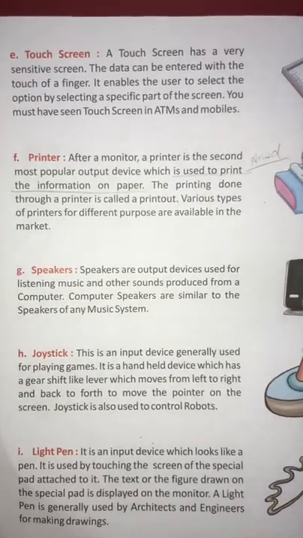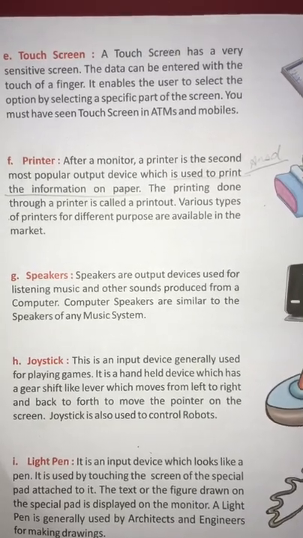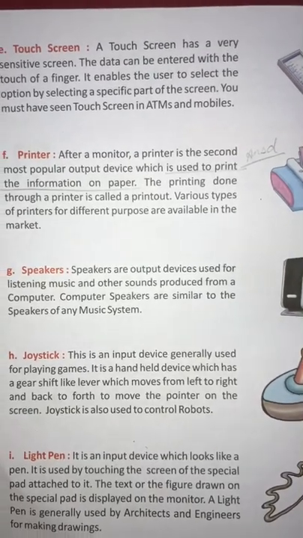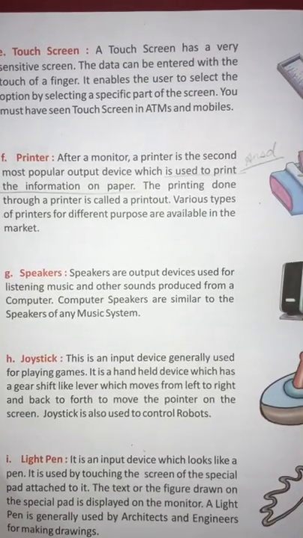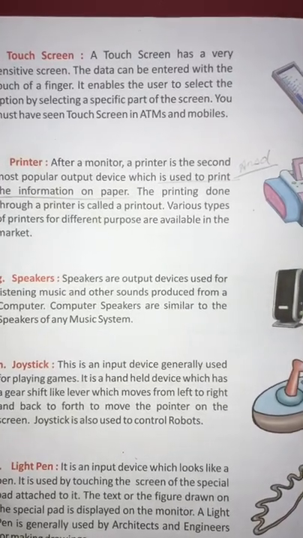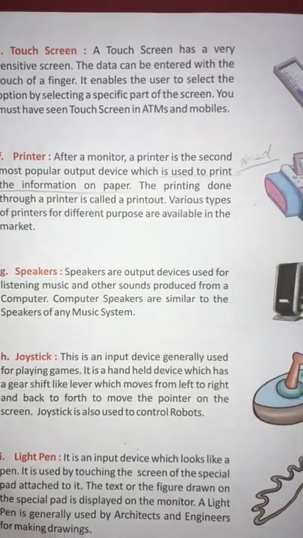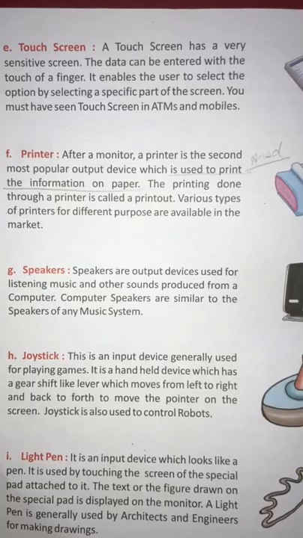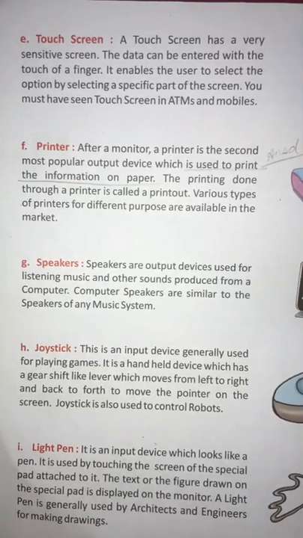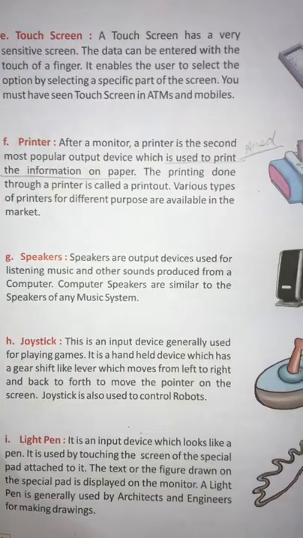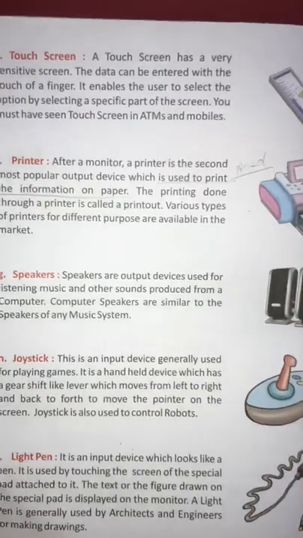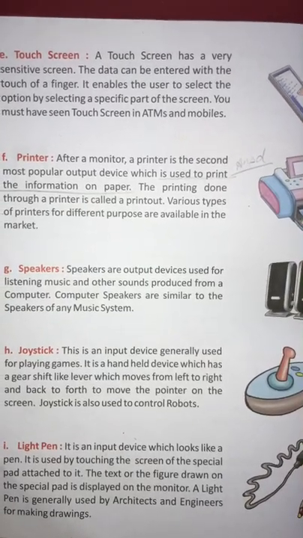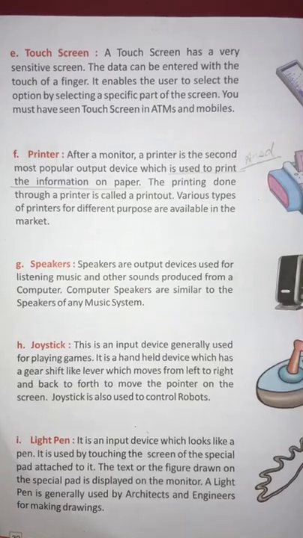Next is the printer. After a monitor, a printer is the second output device, used to print the information on paper, and what we print through a printer is called a printout. Various types of printers are available nowadays in the market. Next are speakers. They are also output devices, used for listening to music and other sound produced from the computer, any music system or mobile phones.